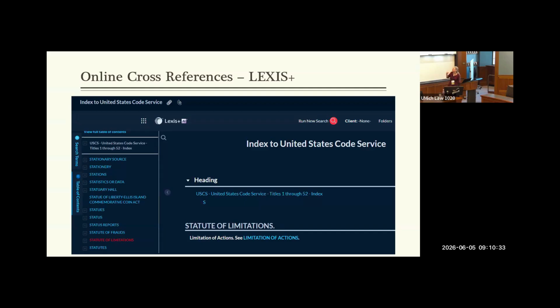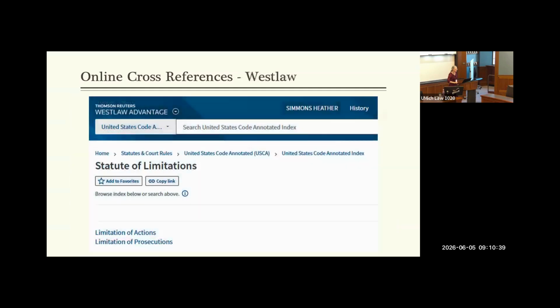So my classic example is normal people say statute of limitations. The term of art is limitation of action. And here it is on Westlaw, same thing. So an index takes you from the word you know to the word the source uses, and that's the value of it.